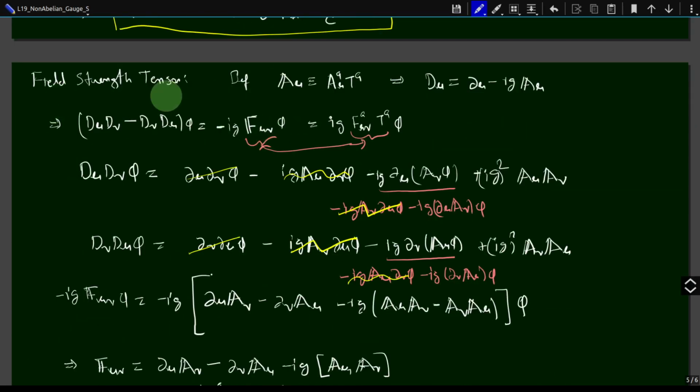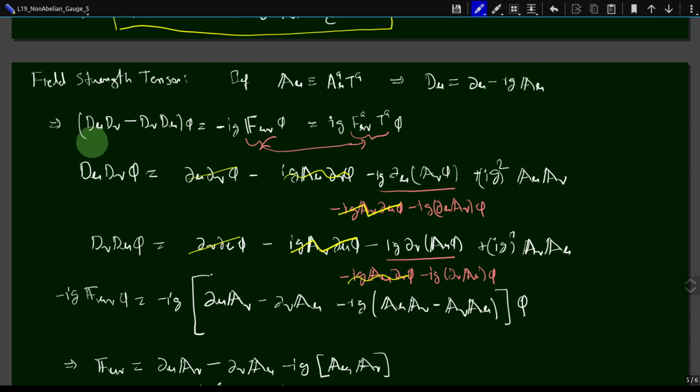Now for the field strength tensor, we can define it in the same way as a commutator, but just to make our life simpler, we define this A_mu with a blackboard font to be A_mu^A T^A. Okay, and here also the D_mu is defined as del_mu plus ig, and here again I change the notation, I wrote it g, so ig is blackboard A_mu.